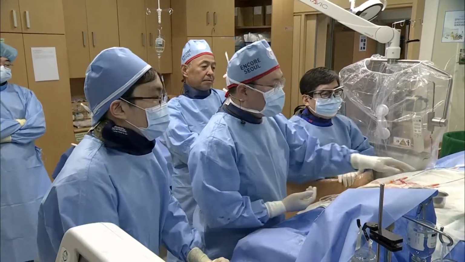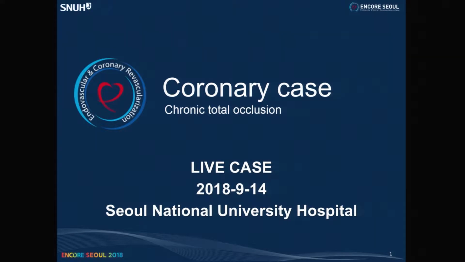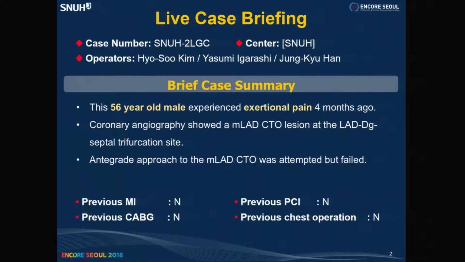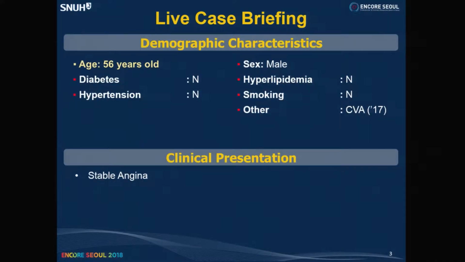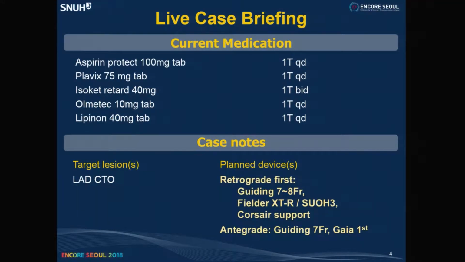Let me introduce slides. Slide, please. Okay, second case, CTO. A 56-year-old male, a very young man, experienced chest pain. Angiography was performed and showed a mid-LAD CTO at the LAD diagonal septal trifurcation site. Antegrade approach to the mid-LAD CTO was performed and failed. Next. Age 56 years without any significant comorbidity, but symptomatic. Plus, there are several medications, and the target is LAD CTO.